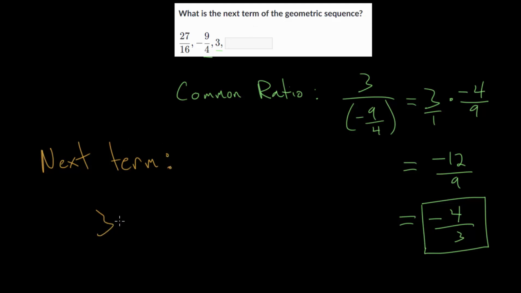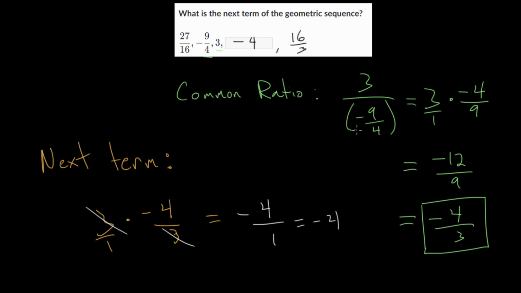So we can take 3, and we're going to multiply it by that common ratio. And notice we have 3 up top and 3 down below, so those will cancel each other out. And we get minus 4 over 1, which is just minus 4. So it looks like our next term is negative 4. And if we wanted, we could find the term after that. We just multiply by this minus 4 over 3, which would be positive 16/3.